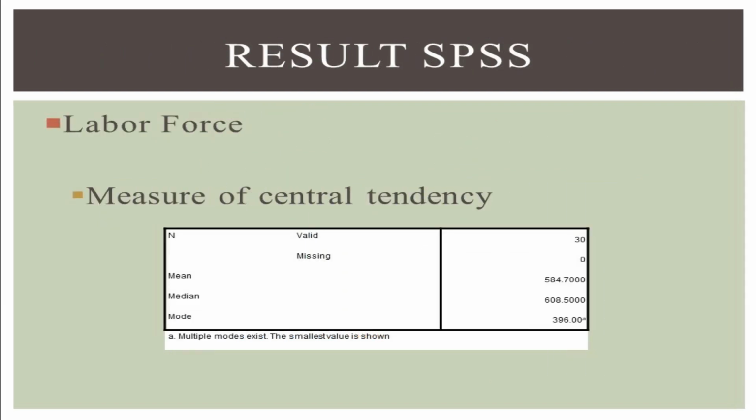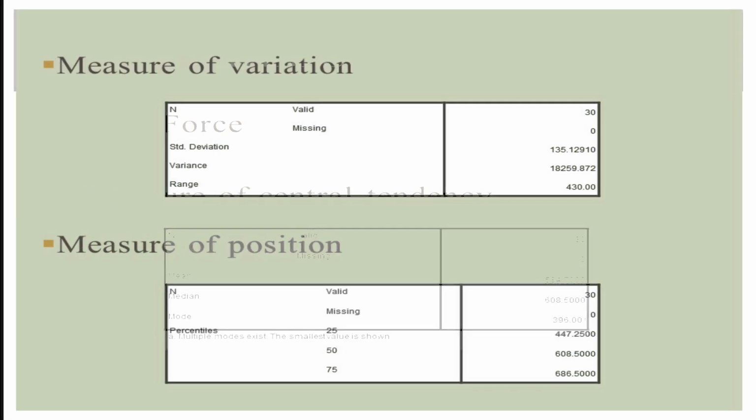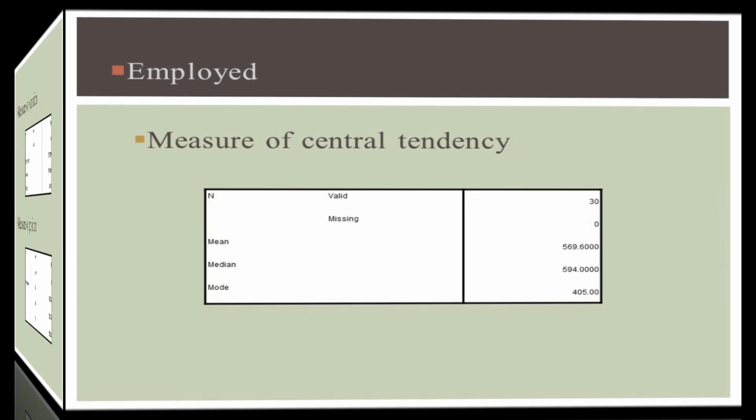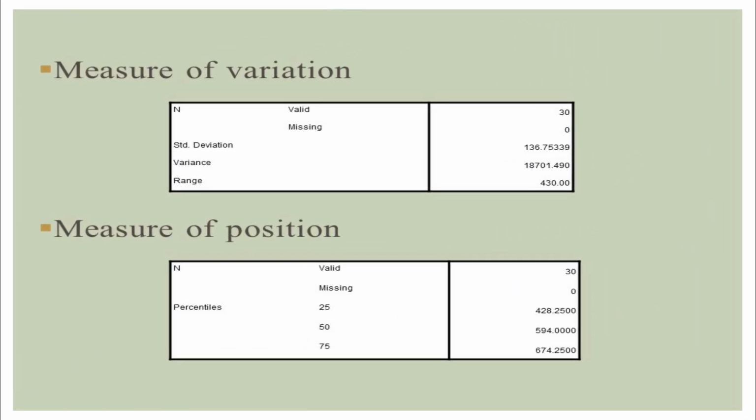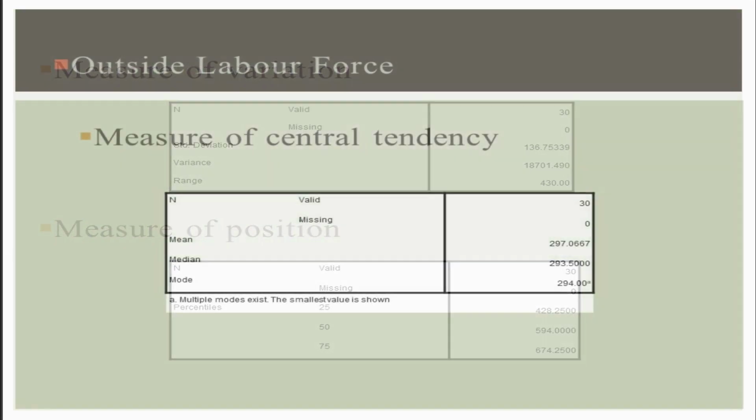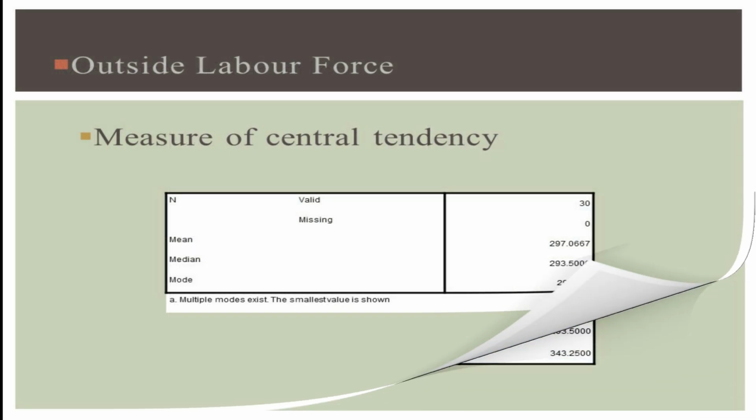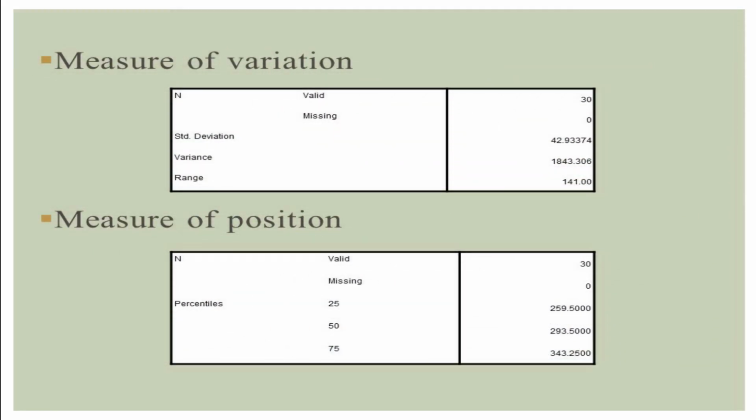Result SPSS. This is the SPSS result for labor force, employed, unemployed and outside labor force to find measure of central tendency, measure of variation, measure of position, and Pearson correlation.